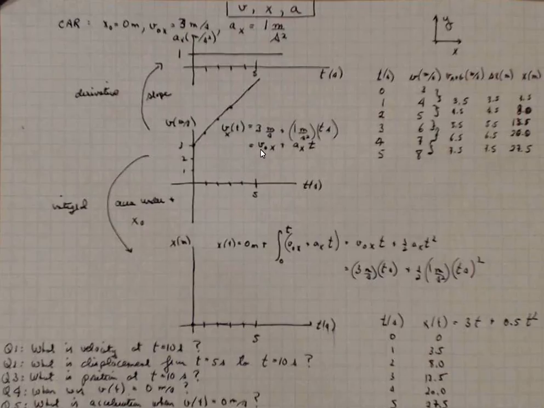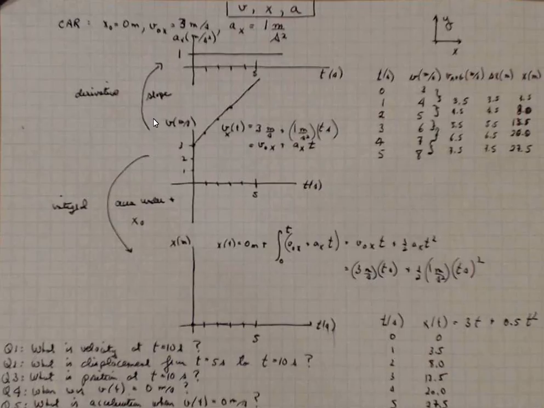Vx of t is v naught x plus ax times t. That's one of the kinematic equations for constant acceleration. And so plugging in the assumed values, that equates to 3 meters per second plus 1 meter per second squared times t. So first of all, let's go from v versus t to a versus t.